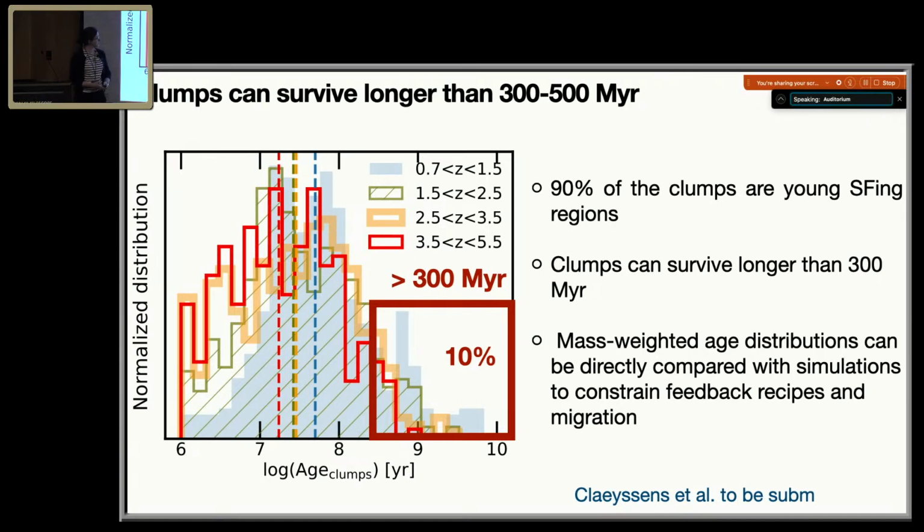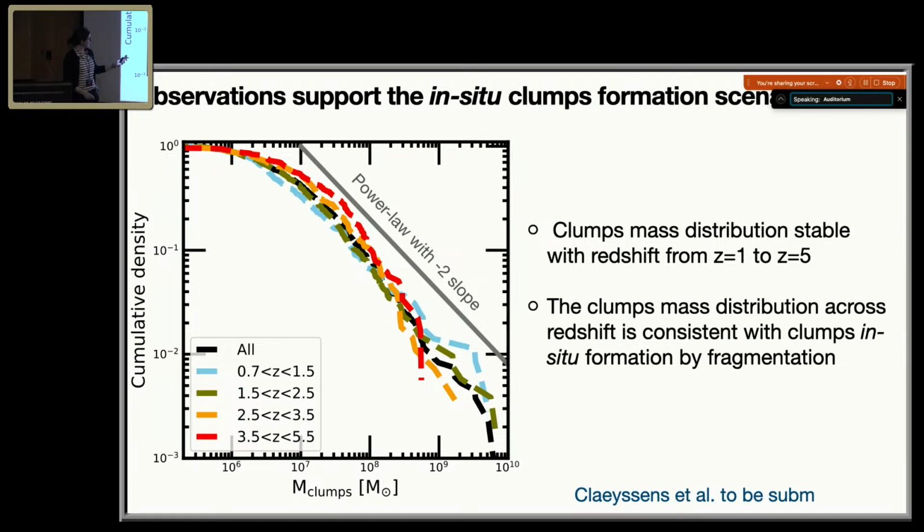Then if we go to the age, we find ages between 1 million years to a few gigayears in the low redshift galaxies from the sample, and we have, of course, older clumps in the lower redshift galaxies. What is interesting here is that we have 10% of clumps with an age higher than 300 million years and 8% higher than 500 million years, which was the limitation of the simulations. So the clumps should be able to survive, at least some of them, to older ages. We can then compare this distribution with some simulations to understand how they can survive longer than what we expected before.